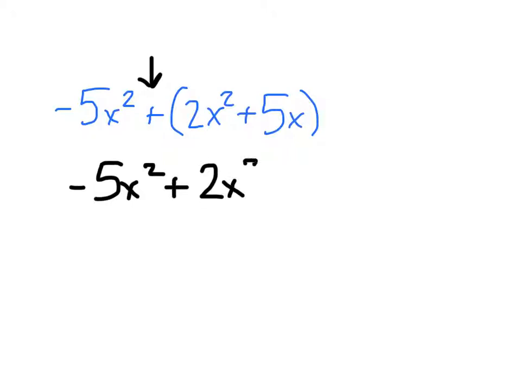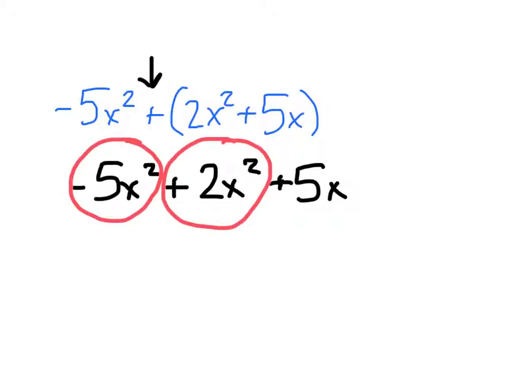Plus 2x squared plus 5x. Okay, so now we have to combine like terms. Here's a like term, and here's a like term, because they're both squared. 5x is not a like term because it doesn't have the squared, so I really can't add it to anything. Negative 5x squared plus 2x squared is what we're working with. Remember, you always want to look to the left and check what that symbol is to see if your value is positive or negative. So in this case, we're going to come out with negative 3x squared plus 5x. All right, and that's my answer.